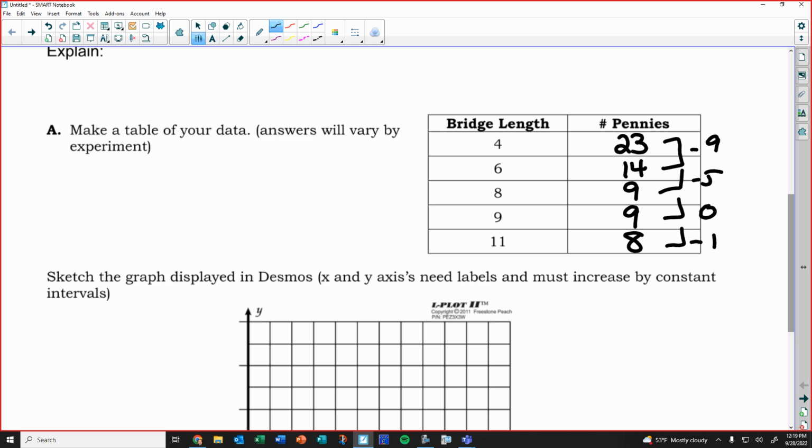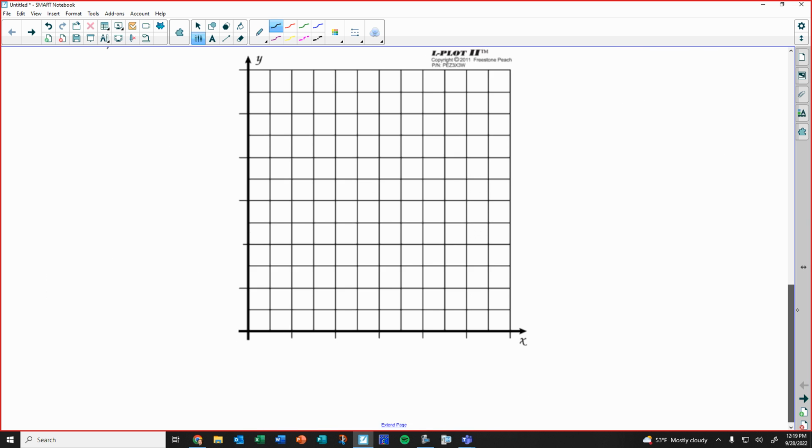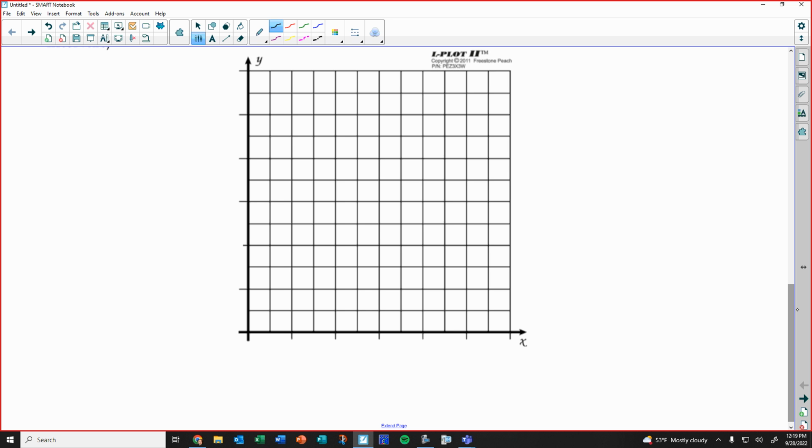So how that goes to the graph, and again, I've had people ask me this, how do you know how to graph the intervals? Well, our intervals were from 4 to 11, right? Well, there's 1, 2, 3, 4, 5, 6 on the bottom. So if I go by 2s, I'll have 12 there, right? 12 will fit the length, because this is bridge length. So this is 2, 4, 6. That's going to fit our 4 to 11 inches.